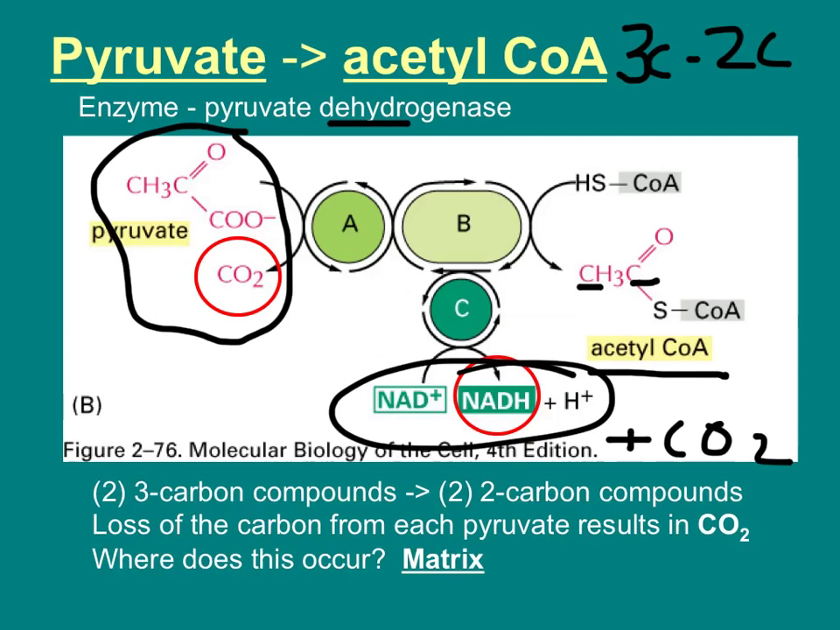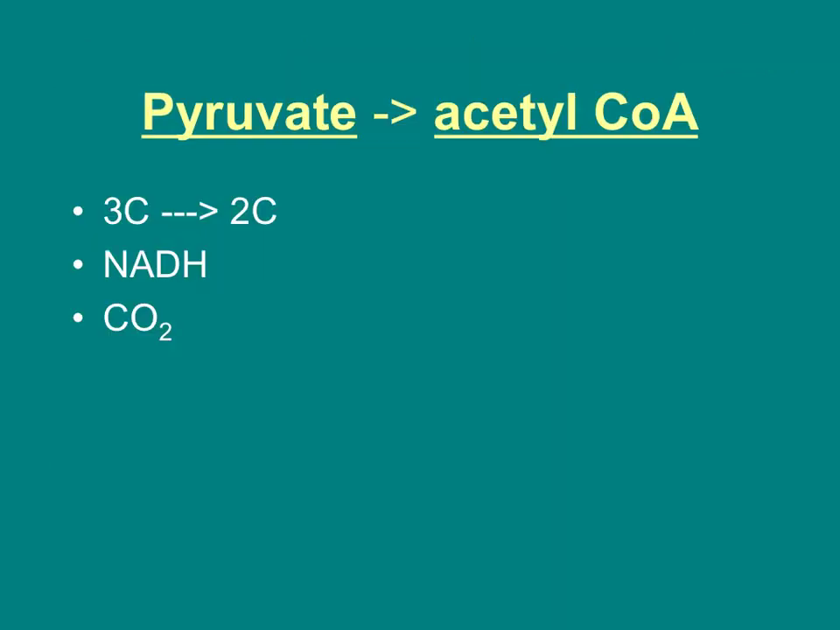This happens in the matrix. Okay? So that means we have to get pyruvate all the way across the outer membrane and inner membrane. And the pyruvate dehydrogenase is actually, I think, bound to the inner membrane of the mitochondria and does this reaction. Okay? So times 2, because there's 2 pyruvates? Correct. Everybody remembers we had 2 pyruvates, so we're going to have 2 of these as well.